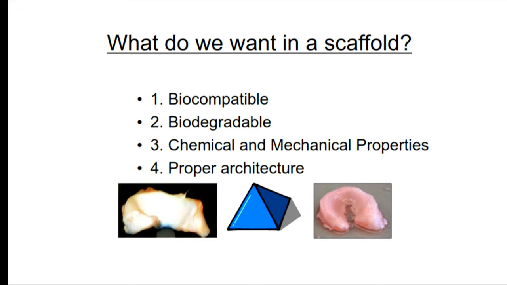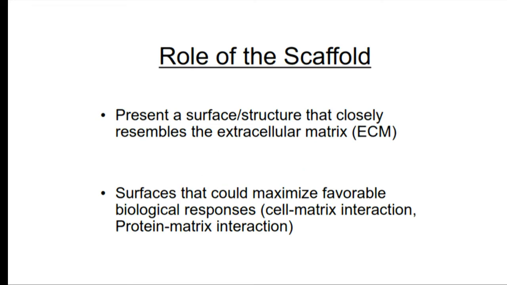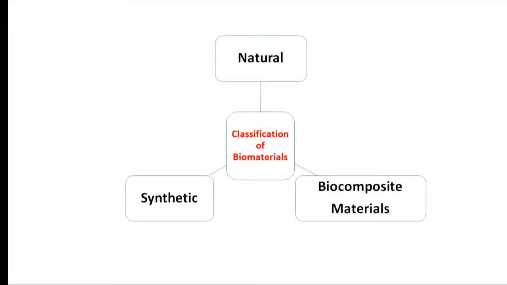That means you need space inside. For example, the oxygen can come in if you talk about skin grafts. And the cells can go inside through a specific pore size. If the pore size is too small and the cell size is bigger, they will not go inside. So you need materials of some specific size. That's the role of scaffolds: present a surface or structure that closely resembles the extracellular matrix. It means you need to develop something so flexible that it is close to your human body, with surfaces that could maximize the favorable biological response. Those are basically the desired properties of a scaffold.